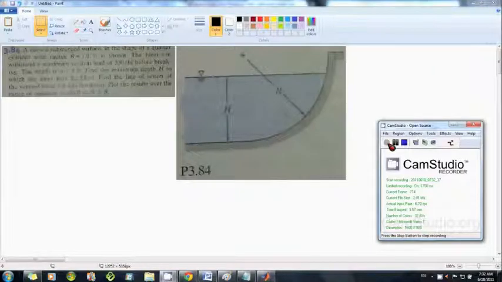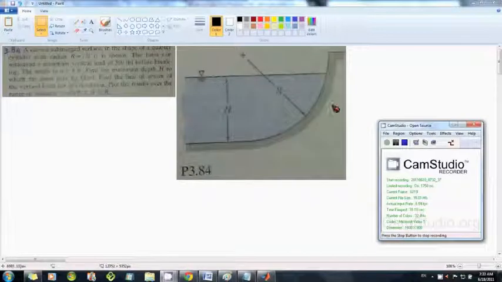What's going on, guys? I am going to try to help you understand the problem that deals with pressure at a certain depth of a fluid. The fluid in question is concrete. This whole thing is concrete.